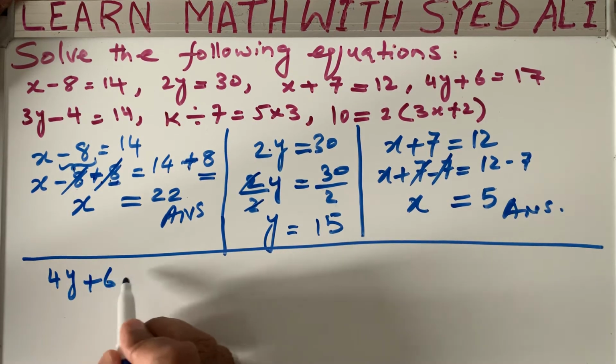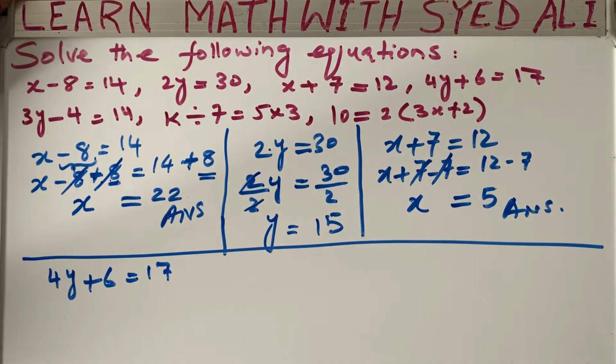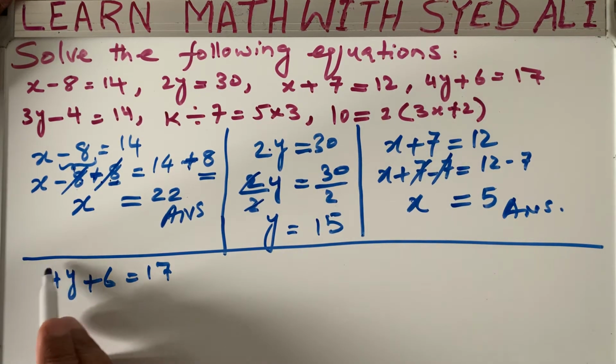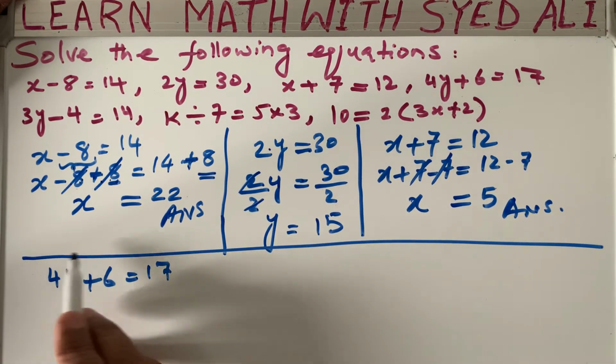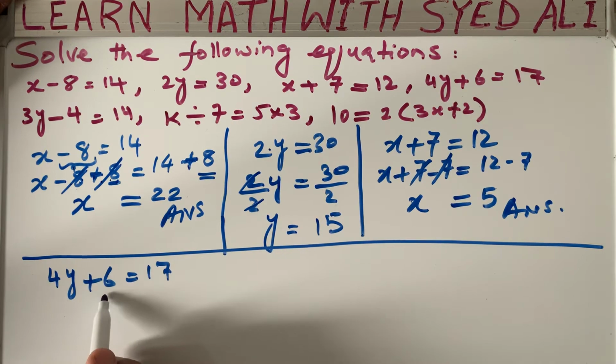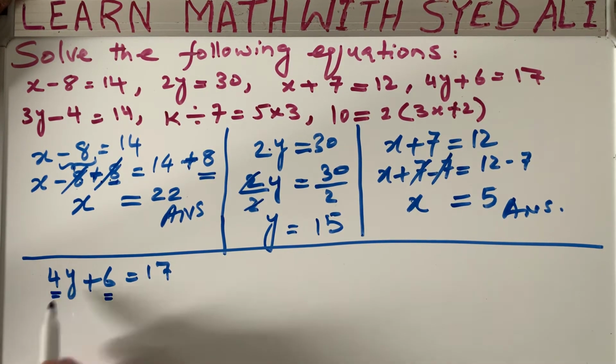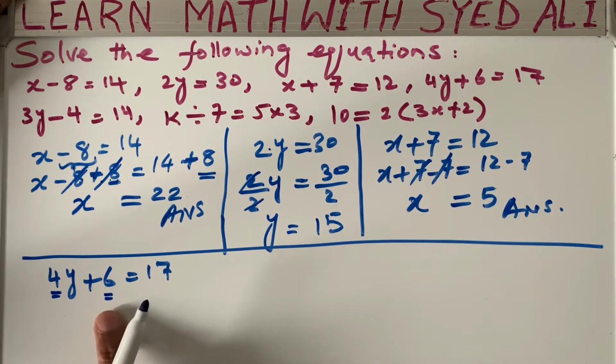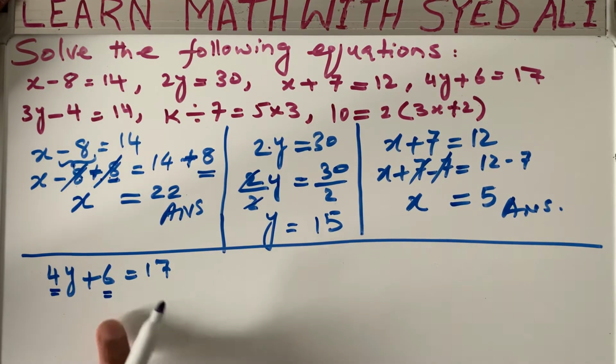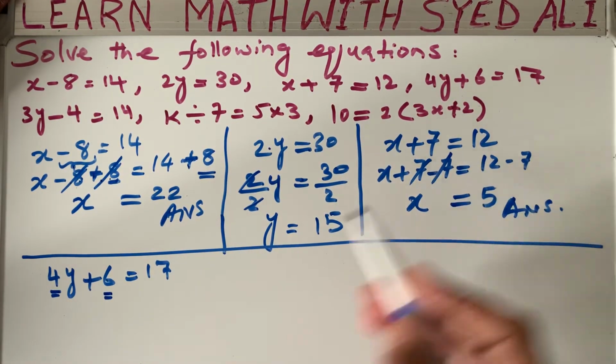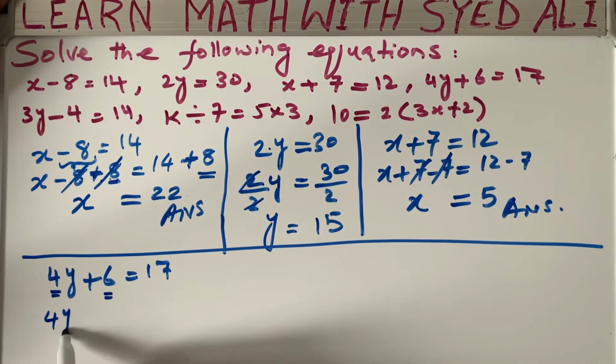4y plus 6 is equal to 17. Now in this question we have y as a variable, but we are seeing that on the left side is not only one function, but there are two numbers which I need to get rid of. One is this. So first I need to get rid of 6, right? As we did in this question. So same way, but I will keep my 4y as it is.